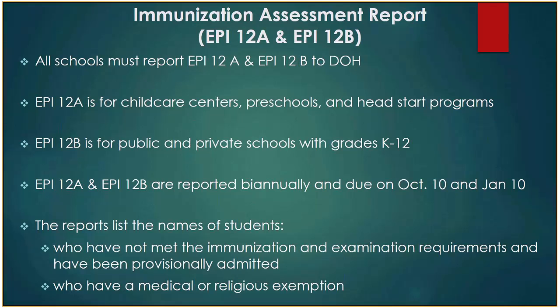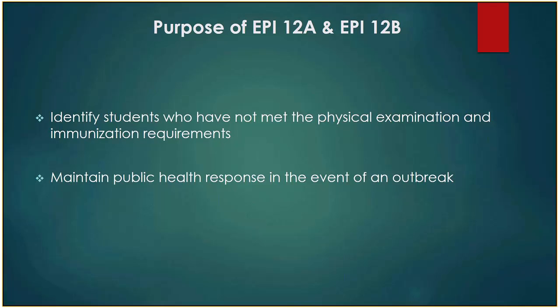The EPI-12A is for child care centers, preschools, and Head Start programs. The EPI-12B is for public and private schools with grades K through 12. The Immunization Assessment Report can be used as a tool for schools to identify students who have not met the examination and immunization requirements. The report will also aid schools in quickly identifying students who may need to be excluded in the event of an outbreak.